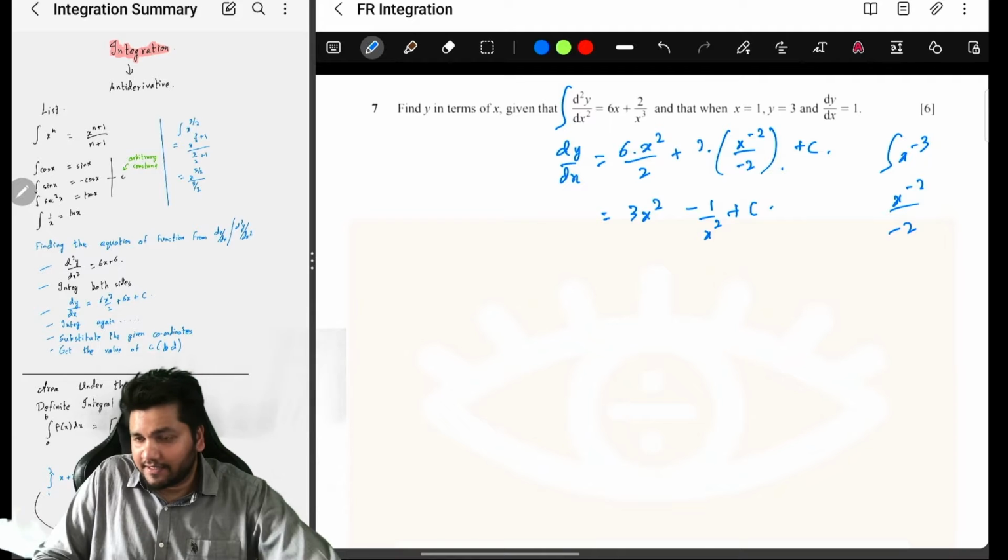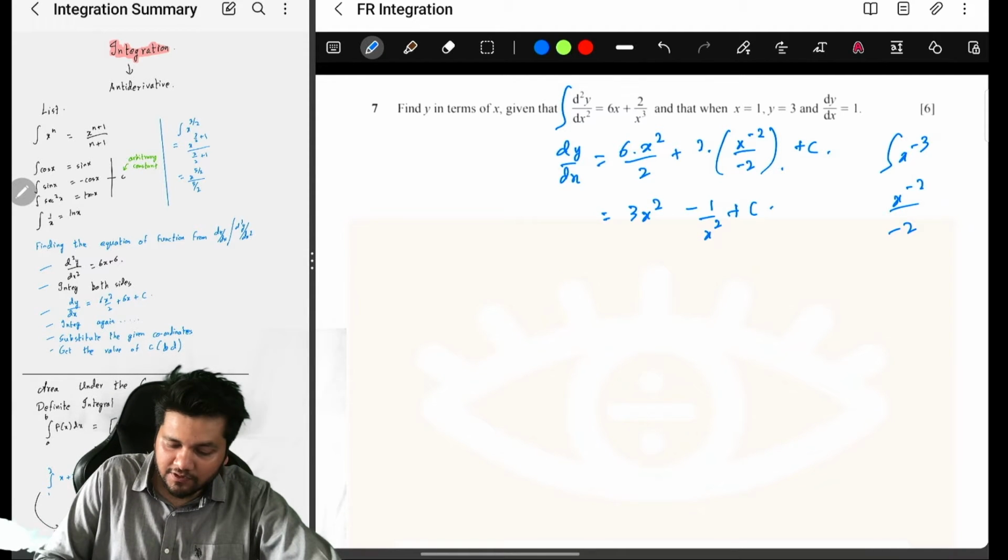Now the thing is, they have said dy by dx is equal to 1 when x is equal to 1. So I'll just substitute there.